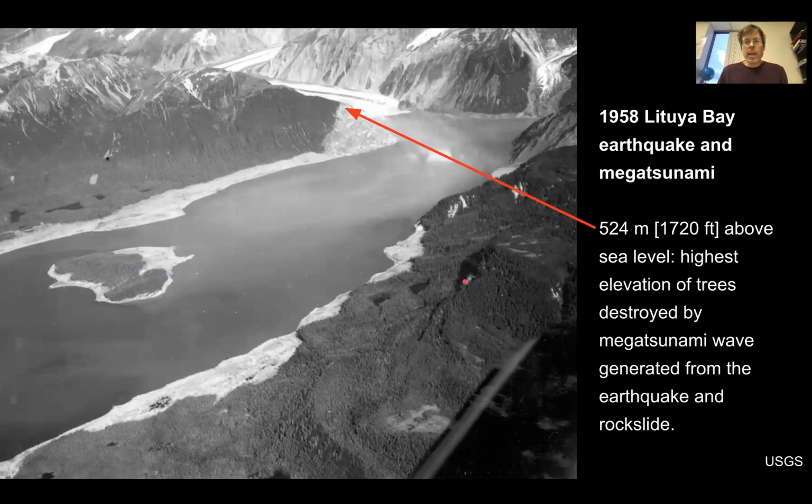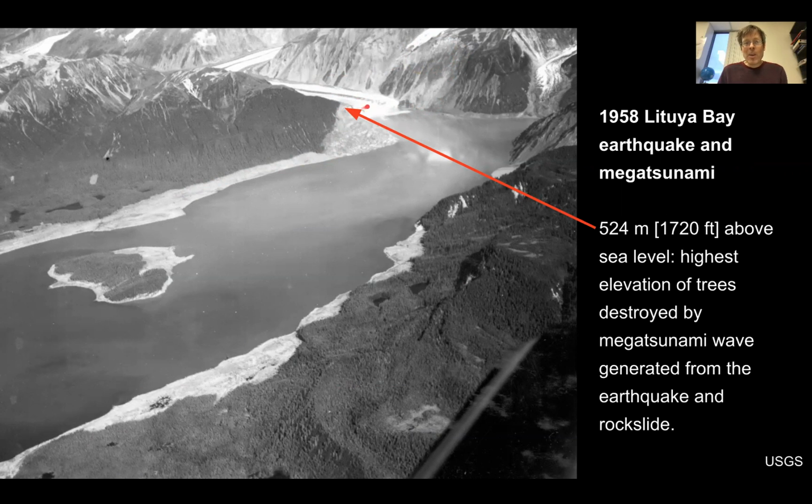1958 Lituya Bay earthquake and mega tsunami. This earthquake was along the Fairweather strike-slip plate boundary between Pacific and North America. Pacific would be in the foreground, North America in the background. The shaking along the strike-slip fault set loose a landslide of rocks that plunged into this fjord and created a mega tsunami that wiped out all the trees. This trim line here is the forest of mature large trees. And this point right here at 524 meters above sea level is actually the highest elevation ever generated by a wave on the planet.